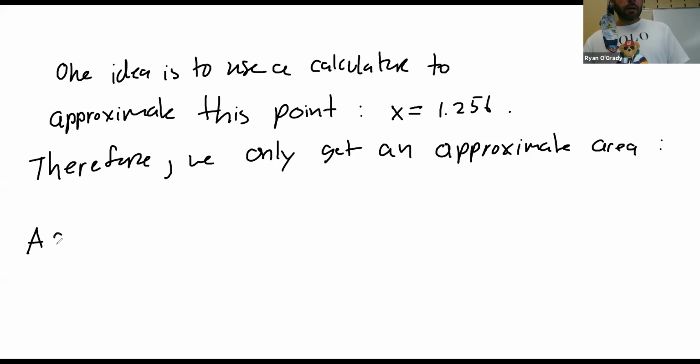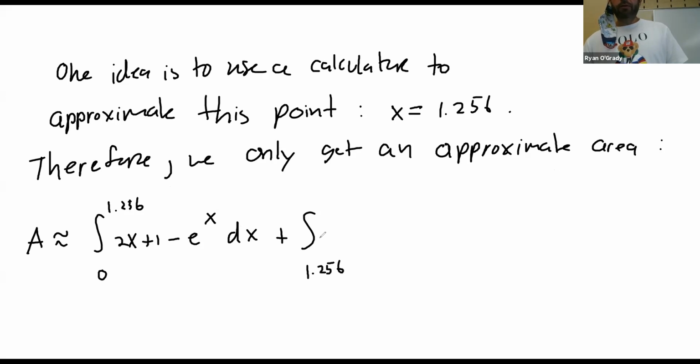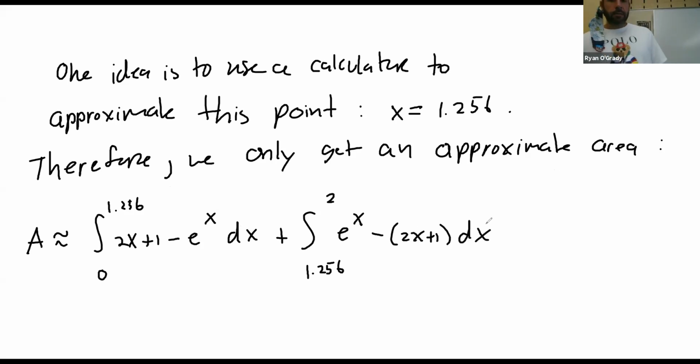So our area is the integral from 0 to 1.256 of, what was the upper bound here? The upper bound was the line, so this would be 2x plus 1 minus e to the x. And then it would be plus the integral from 1.256 up to 2 of e to the x minus 2x minus 1. I'll let you guys finish from here. But this is a good example of how we cannot get an exact answer. The best we can do is approximate.